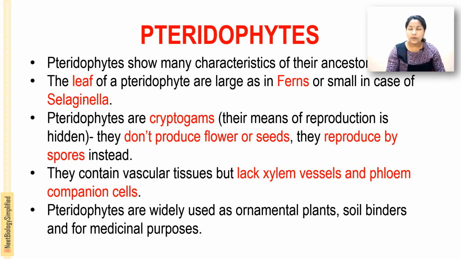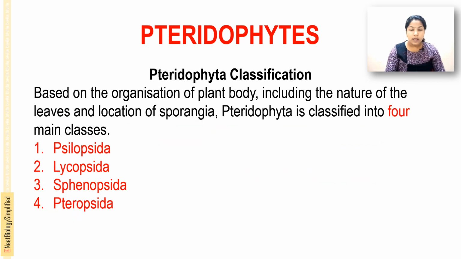To summarize, pteridophytes show many characteristics of their ancestors. They may have large leaves, like ferns, or smaller leaves, like Selaginella. They are cryptogams that do not produce flowers or seeds, so they reproduce by spores. They contain vascular tissue but lack xylem vessels and phloem companion cells, and they are widely used as ornamental plants, soil binders and for medicinal purposes.